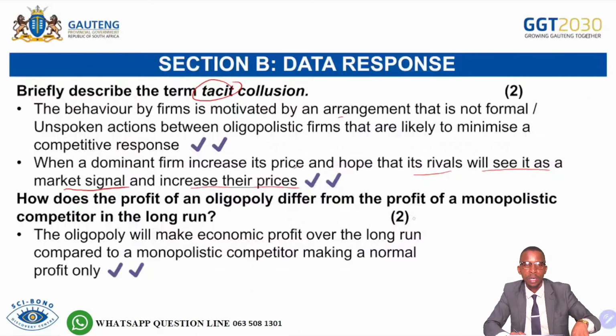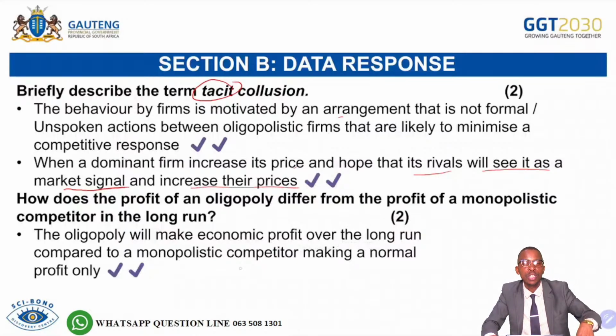Now, know the following. The oligopoly is the market that exists where there are few large firms and many buyers. In monopolistic competition, there are many buyers and sellers. In the long run, the profit enjoyed by monopolistic firms will be reduced because of the increase in the number of competitors. But under the oligopoly, the profit enjoyed in the long run can increase because they charge excessively high prices due to the fact that they are involved in collusive practices. So let's check. The oligopoly will make economic profit over the long run compared to the monopolistic competitor making normal profit only in the long run.